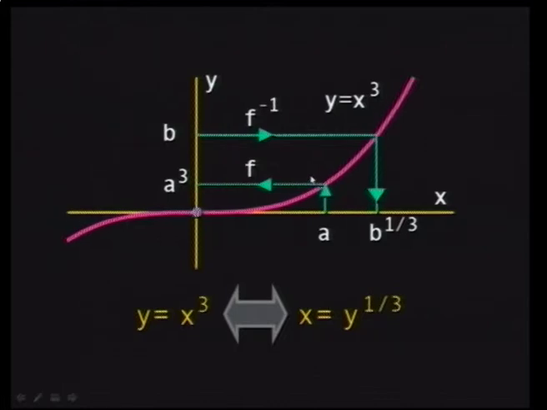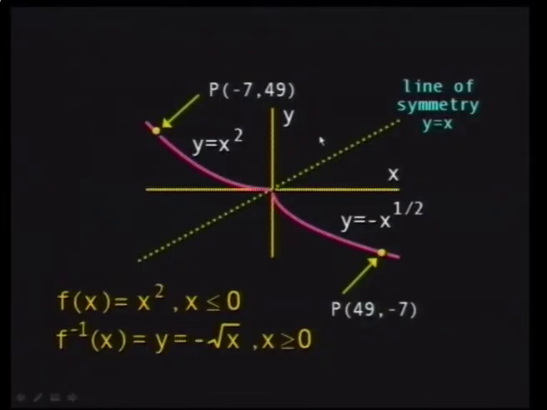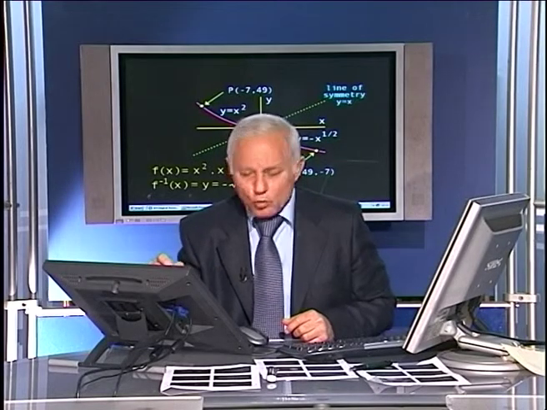And it's better most of the time to have the independent variable on the x-axis, on the horizontal axis, and the dependent variable on the vertical axis. So what we do, we replace the variable. Instead of writing x is equal to y to the power 3, we write y is equal to x to the power 3. For example, here we have y is equal to x squared.